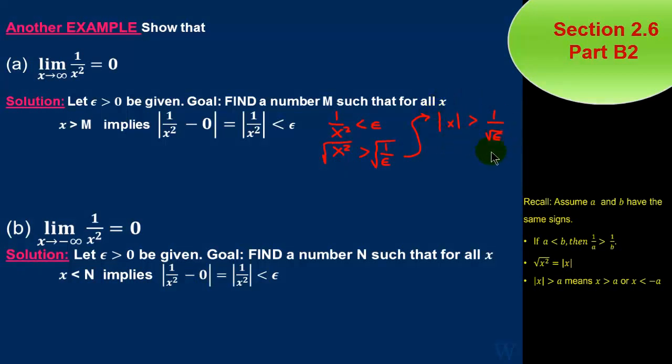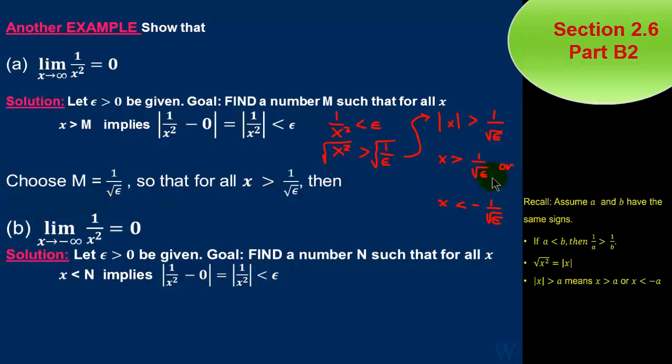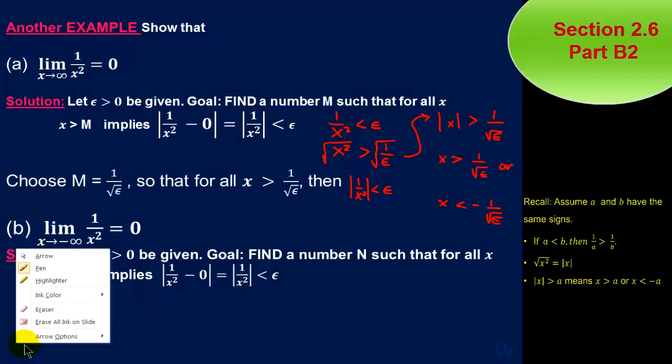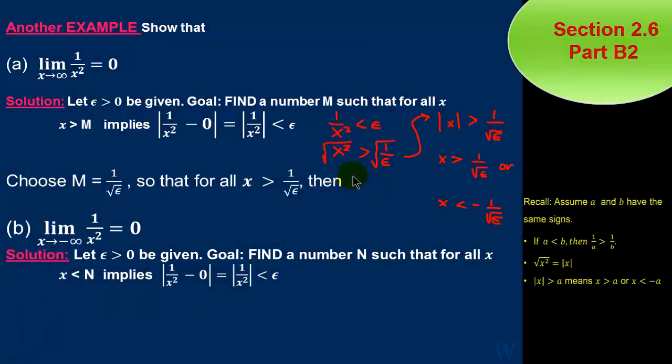And what does this absolute value inequality mean? It means that either x is greater than 1 over the square root of epsilon, or x is less than the negative of 1 over the square root of epsilon. So what do you think is our choice of M? We choose M to be 1 over the square root of epsilon, so that for all x greater than M, then the absolute value of 1 over x squared is less than epsilon.